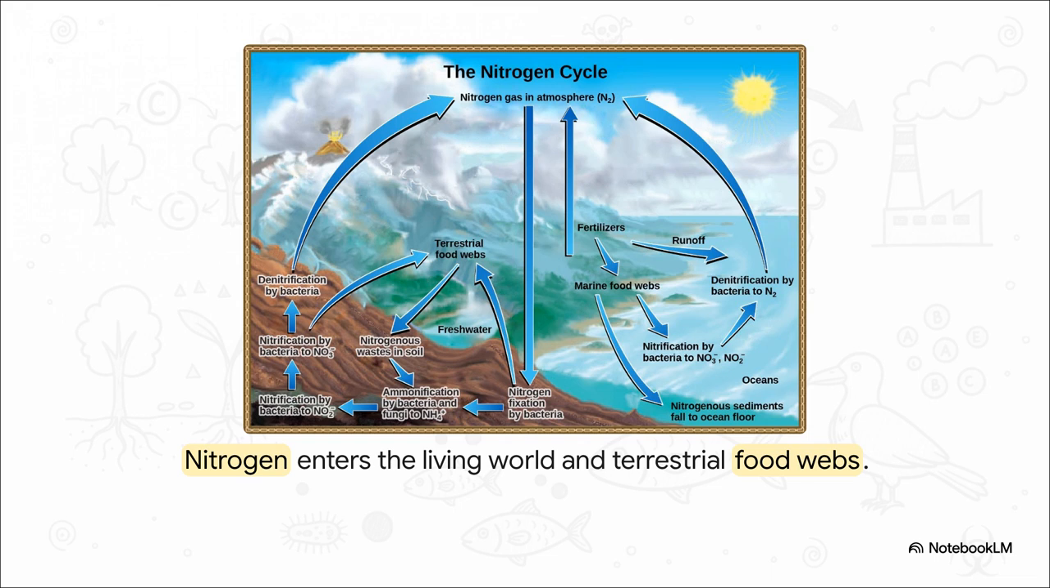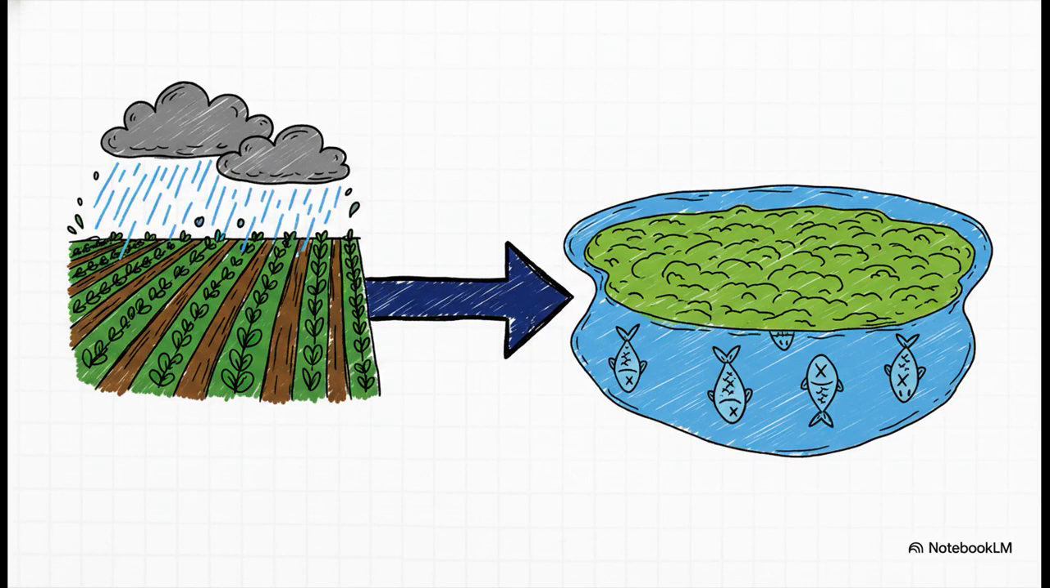Symbiotic bacteria, like rhizobium, live right inside those roots. They pull the nitrogen directly into the plant, which then gets eaten by consumers, passing that nitrogen all the way up the food chain. But this beautifully balanced natural cycle is currently facing some massive human disruption.